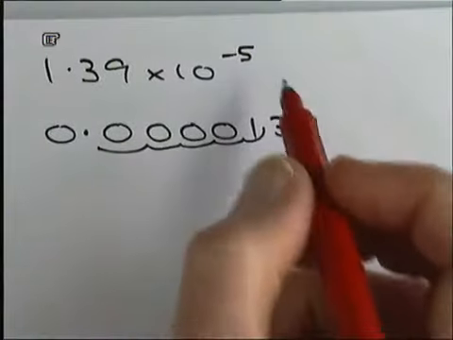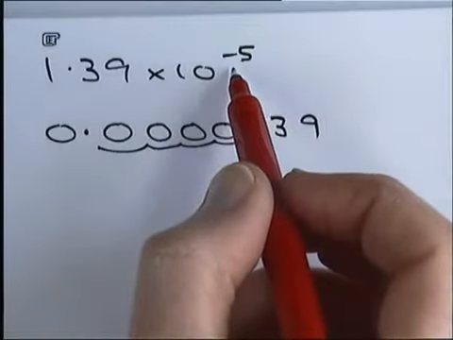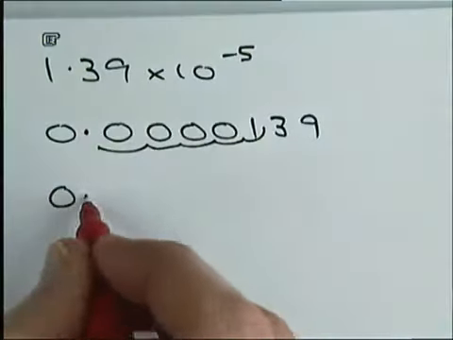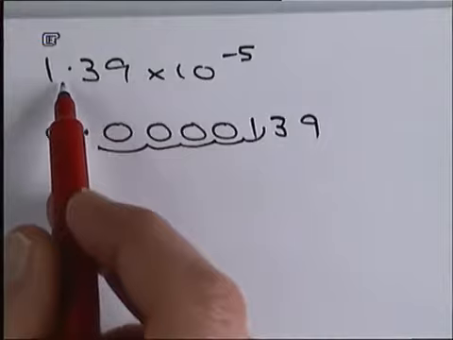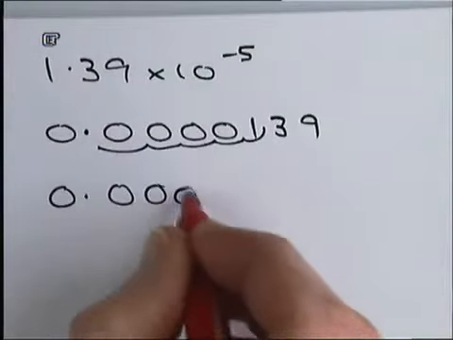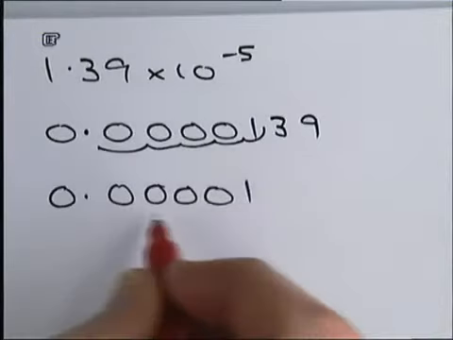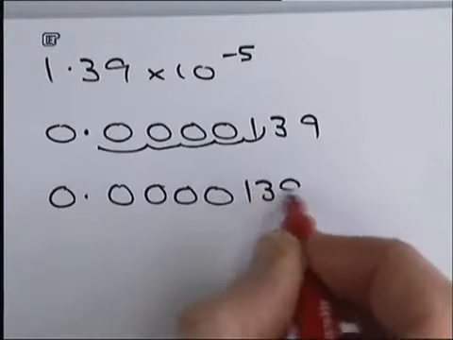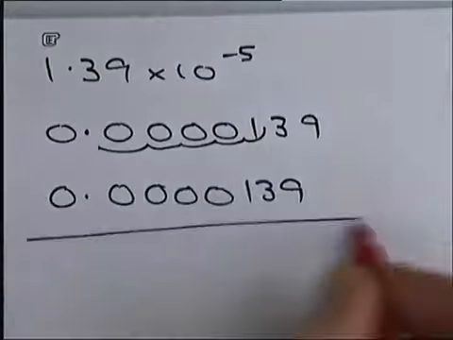So I'll go through that again. The easy way of doing these, once you spot there's a minus power up there, is you start off 0 point, and then that 1 will be the 5th number after the decimal point. So you need 4 noughts, and then that 1 is the 5th thing after the point, and you write the rest of your number down.